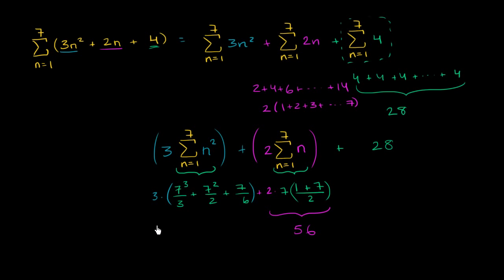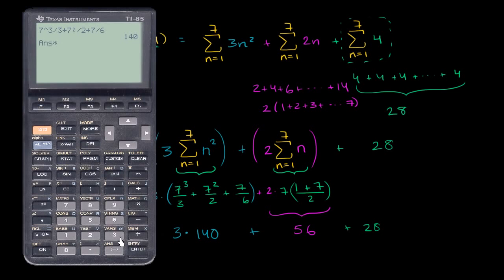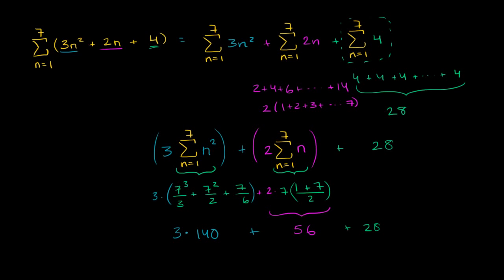So this is equal to 3 times 140 plus 56 plus 28. And since we got our calculator out, let's just use it. So 140 times 3, that's 420, of course, plus 56 plus 28, we deserve a drum roll now, gets us to 504. So this sum right over here is equal to 504.